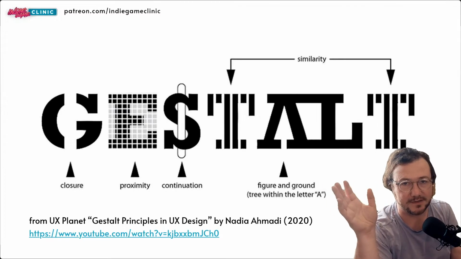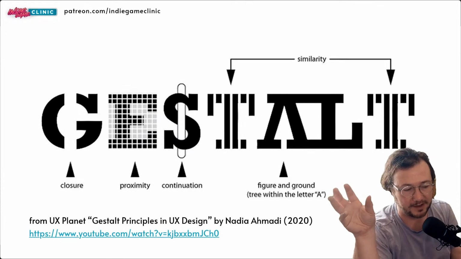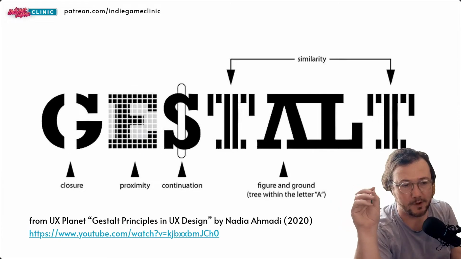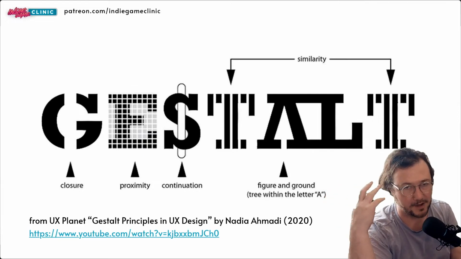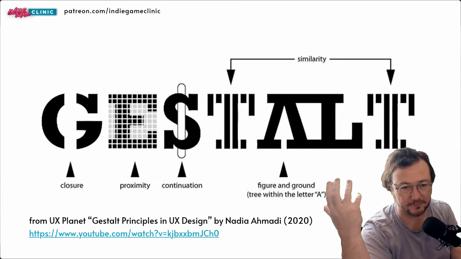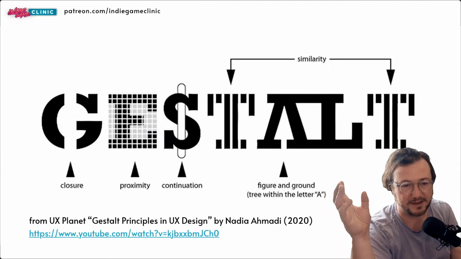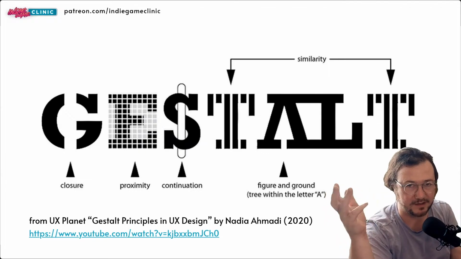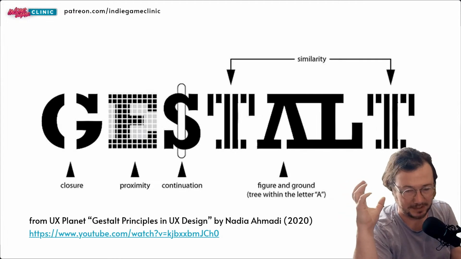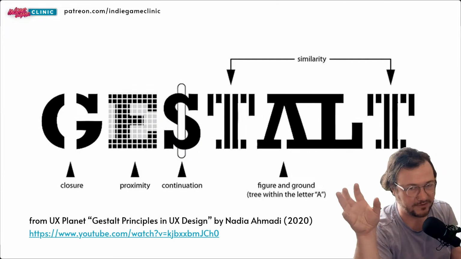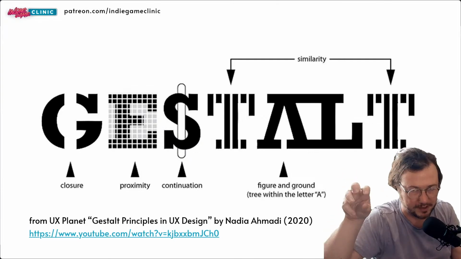Closure is the idea that if we look at a set of complex information where something appears to be missing, our mind will just fill in the blanks, right? Proximity is the idea that things that are closer together, we perceive them as belonging together, right? Again, it's a kind of filling in the gaps, but it's kind of a grouping, right?